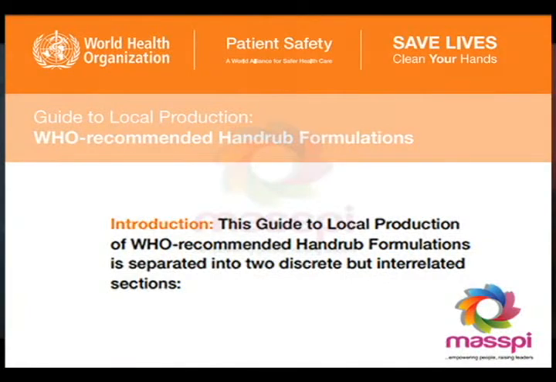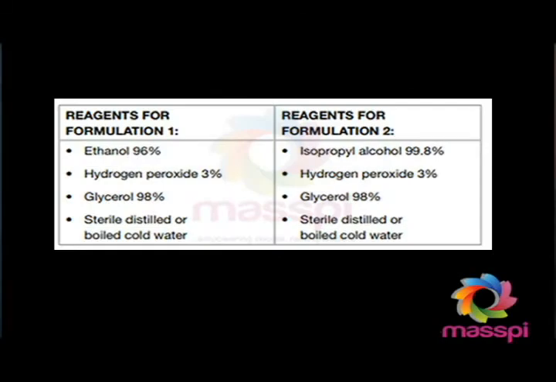The World Health Organization recommends two formulations for the production of hand sanitizer locally. I will mention the ingredients for the two formulations, but I'll be going for one during our production. The ingredients for the first formulation are 96% concentration ethanol, hydrogen peroxide, which is 3% concentration, then glycerin, which is 98% concentration, then distilled water.